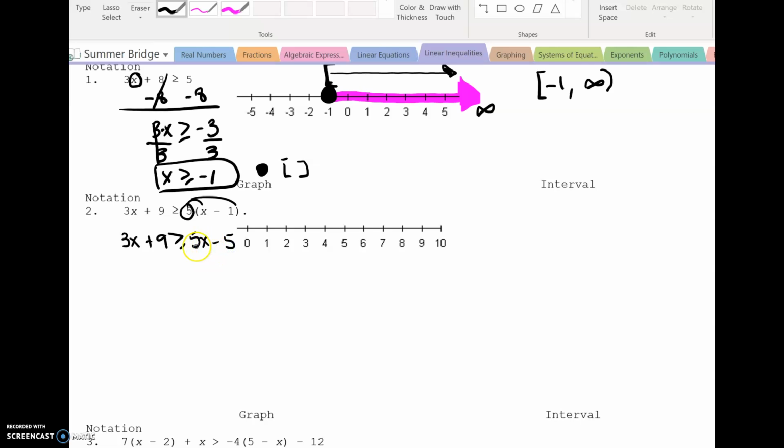And I want to get the x on the same side because they are on different sides right now. So you could do a couple different things. I'm just going to subtract the 5x from both sides. Now I'm subtracting something. Subtracting is okay. I do not need to flip the sign for that. It's only multiplication or division. So that cancels. I'm left with -2x plus 9 is greater than or equal to -5. Now I'm going to get that 9 over to the other side so that I have my x term by itself.